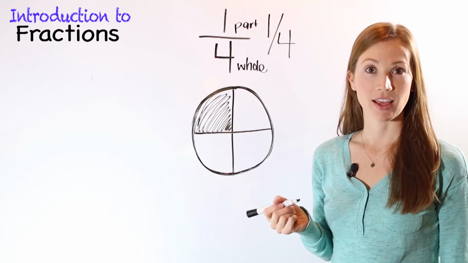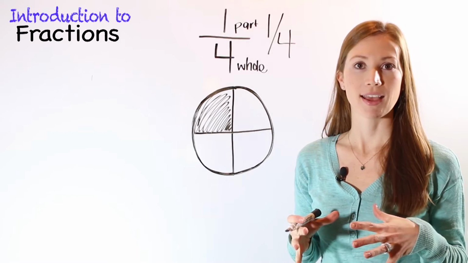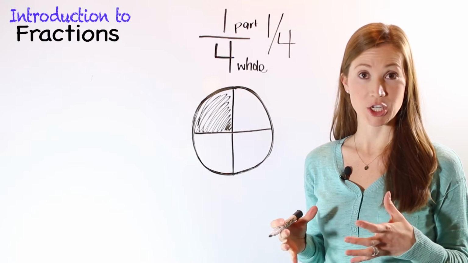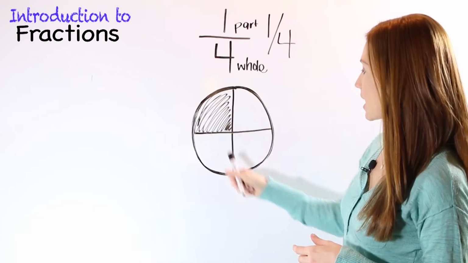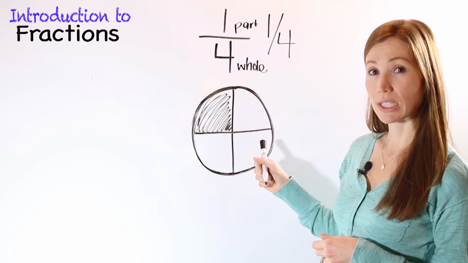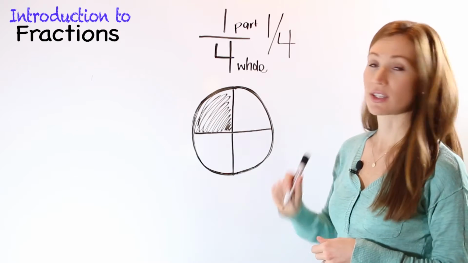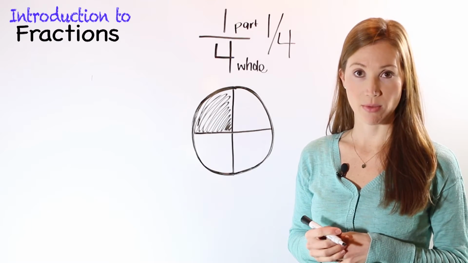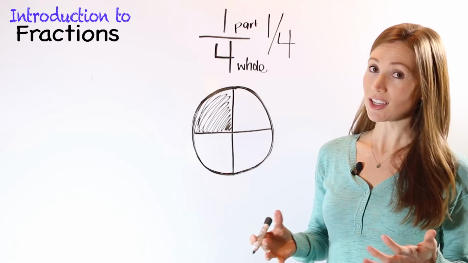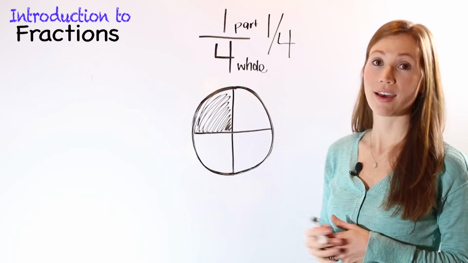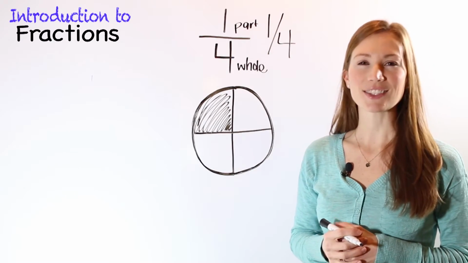Imagine you went to a party and there was a delicious apple pie, but only 4 people wanted to share the pie. You would cut the pie into 4 equal slices, and each person would get 1 slice of the pie. Each person essentially would have 1/4 of the pie. Let's look at problem 1 together.